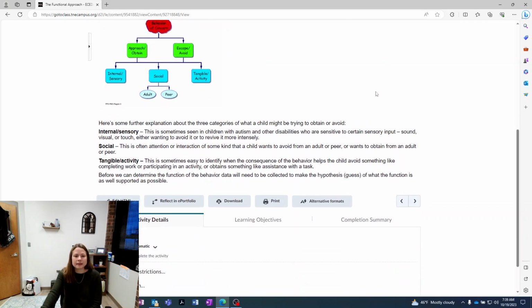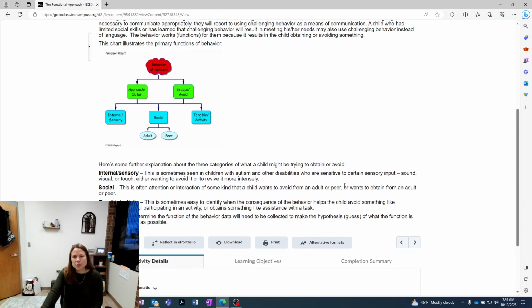Why is this happening? And this explains more of the three categories, right? That talks more in depth about internal, sensory, social, tangible activity. Okay, so for instance, an example of tangible activity would be to identify the consequence of the behavior, right? So if they're trying to avoid a task or activity, or obtain something like assistance within a task. So before we can determine the function, we really have to collect a lot of data to support us.